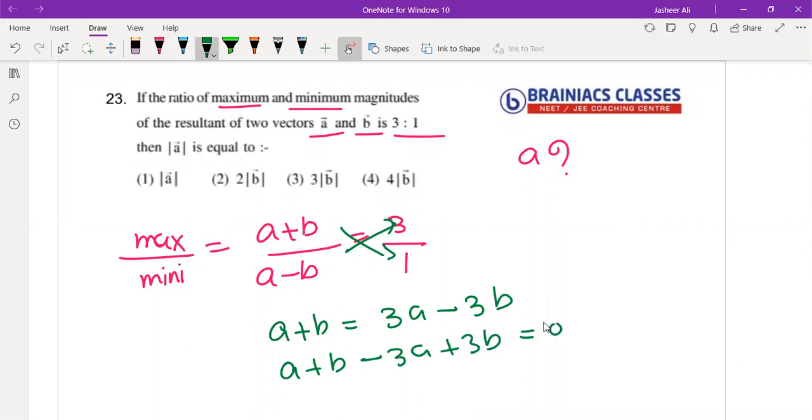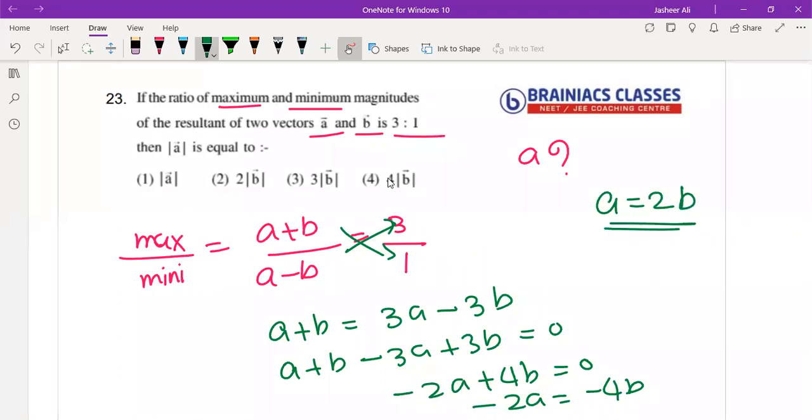So what will we get? Minus 2A plus 4B is equal to 0. Minus 2A is equal to minus 4B. 2 cancels out, minus cancels out. So A equal to what will come? 2B. A equal to 2B. Option 2 is the right answer.